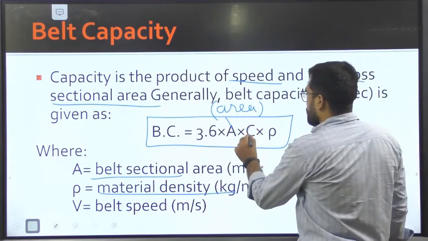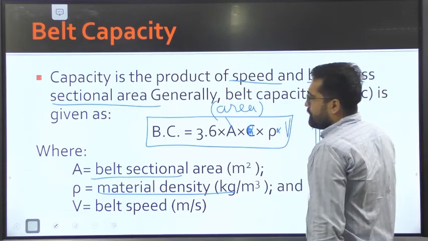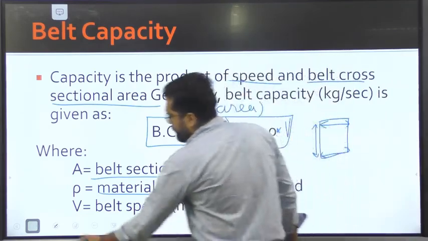So here it is not C, it is V. Correct it.